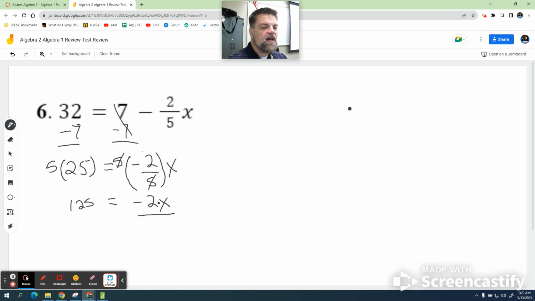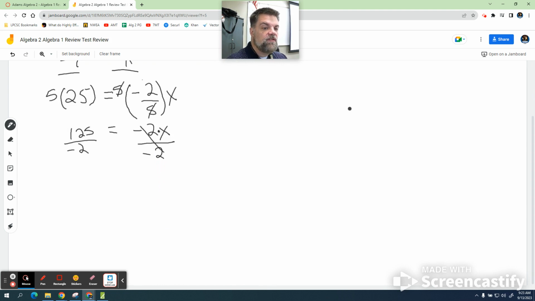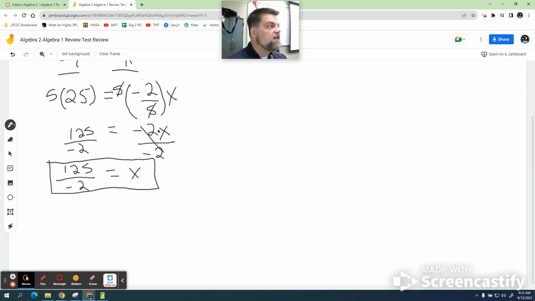Technically, negative 2x means negative 2 times the value of x. So what's the inverse of multiplying? Dividing. Because it's a negative 2, I have to divide by a negative 2. These will cancel. When I say they cancel, negative 2 divided by negative 2 is 1. 1 times x is x. And then this is just 125 all over negative 2. Now, you could write that as a decimal, but I'm okay with this answer right here.